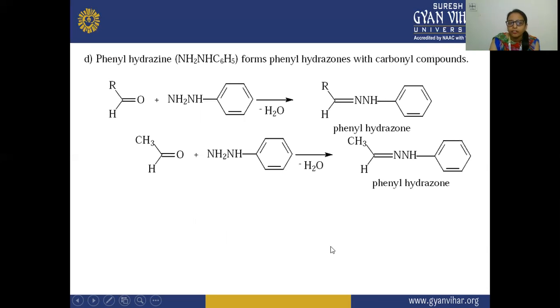Next is your phenylhydrazine, which forms phenylhydrazones with carbonyl compounds. So here this aldehyde is reacting with this phenylhydrazine, and the water molecule is removed from here, and there is a formation of this phenylhydrazone. Phenylhydrazone is formed here.